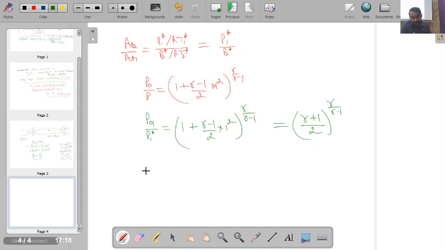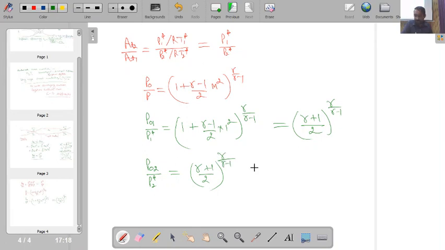Similarly, corresponding to the second throat, I can calculate P02 by P2 star. That will be equal to once again gamma plus 1 by 2, because there also Mach number is 1, to the power gamma by gamma minus 1. So from here I can simply say that P01 by P1 star is equal to P02 by P2 star. And this simply means that P01 by P02 equals P1 star by P2 star.